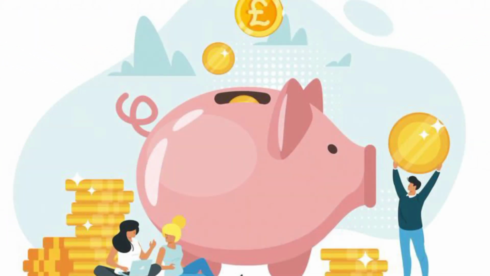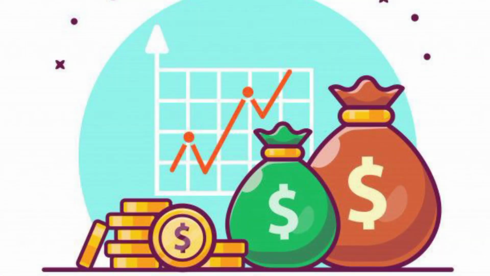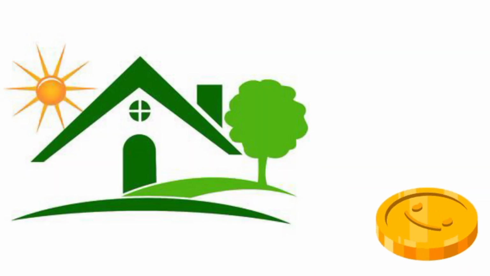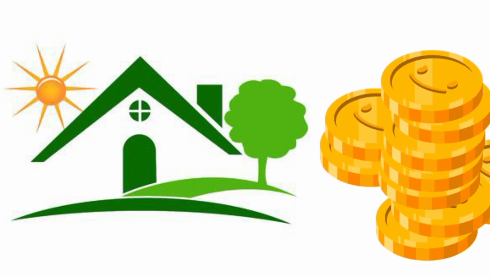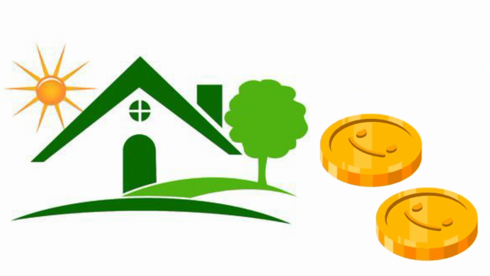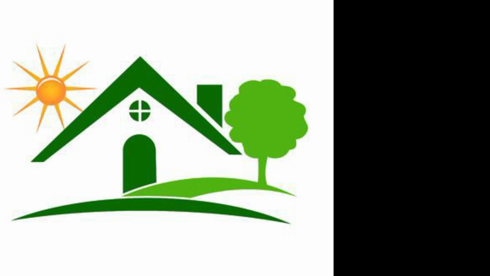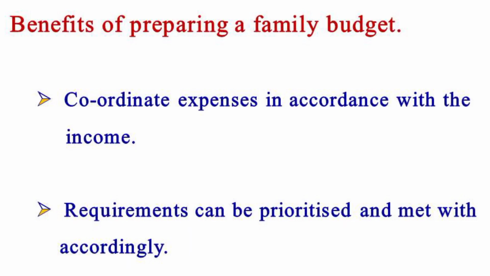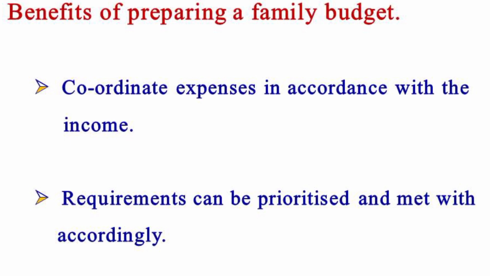Families may not always keep records on their income and expenditure, but they can ensure better life if they anticipate income and expenditure. Keeping records on the estimated income and expenses of a family can be called a family budget. Family budget. It can be called a family budget if the family income and expenditure figures can be written down in advance.